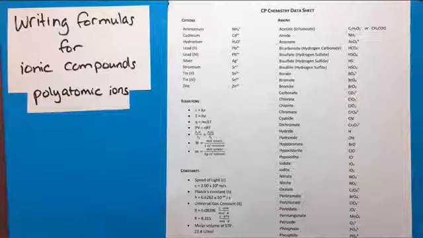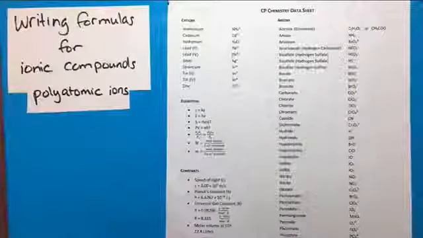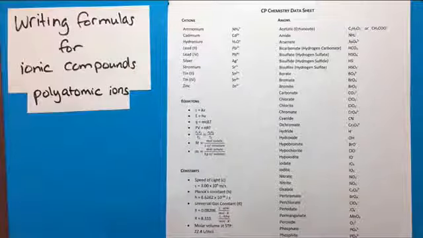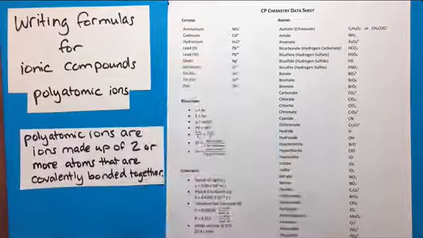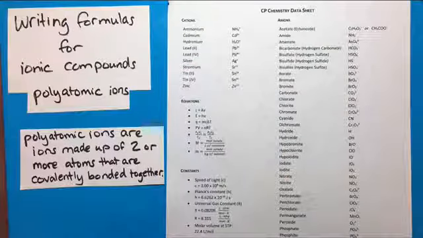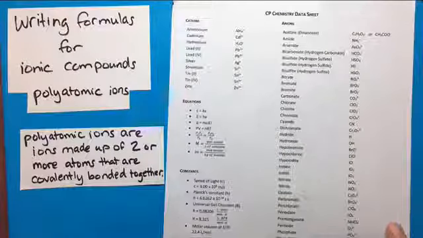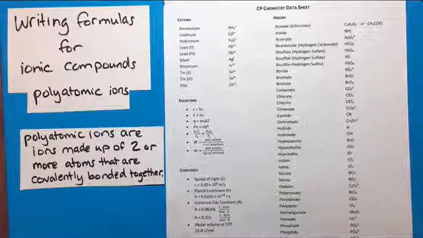Let's look at an example for writing formulas for ionic compounds for polyatomic ions. Polyatomic ions are ions made up of two or more atoms that are covalently bonded together. And there is a list of common polyatomic ions on the back of your periodic table.